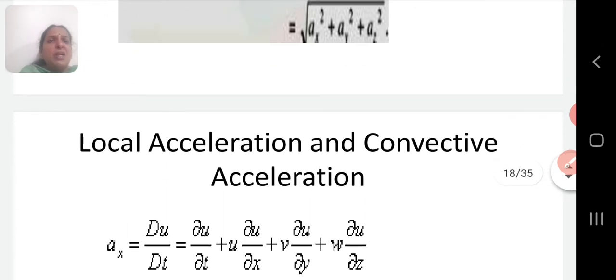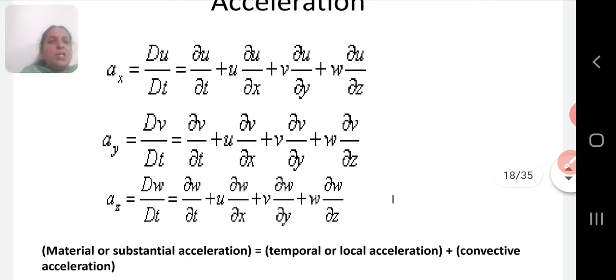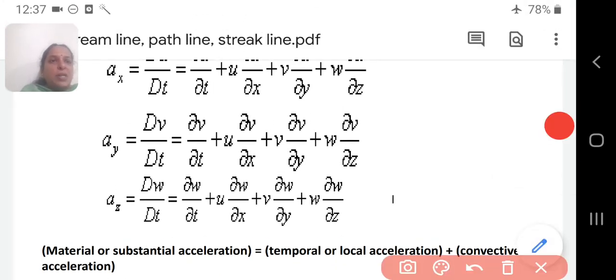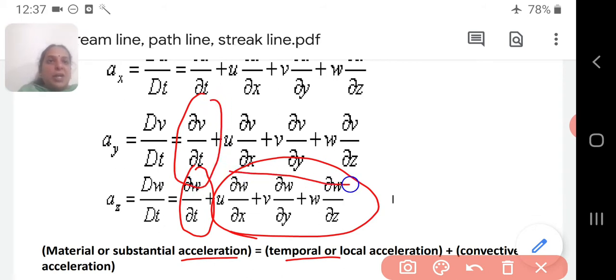Now from this equation, you will be able to find out what is the local acceleration and convective acceleration. Local acceleration is otherwise called temporal acceleration. So the total acceleration is equal to the temporal acceleration, meaning the acceleration with respect to time, plus the convective acceleration. In all these three equations, the terms with respect to time are our local acceleration, and the terms with respect to space are our convective acceleration.